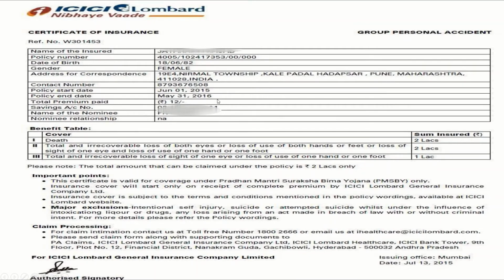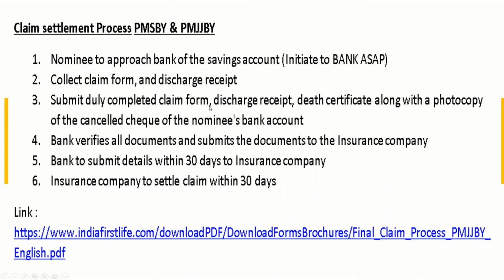So make sure that you take a printout and keep it at home, and please inform your family members that you have some insurance in case something happens. So your family members can approach the bank and process the claim. This is how the claim settlement process happens for both these schemes, PMSBY and PMJJBY.